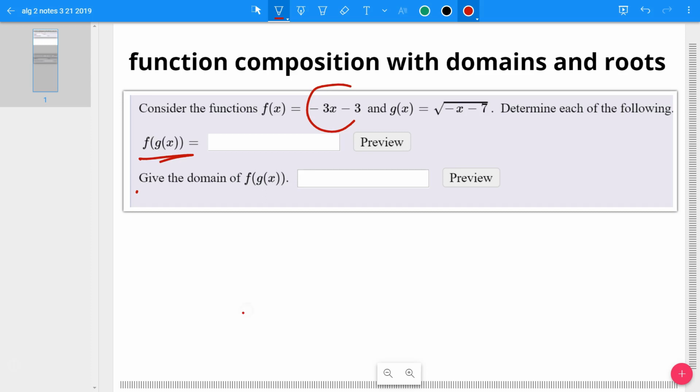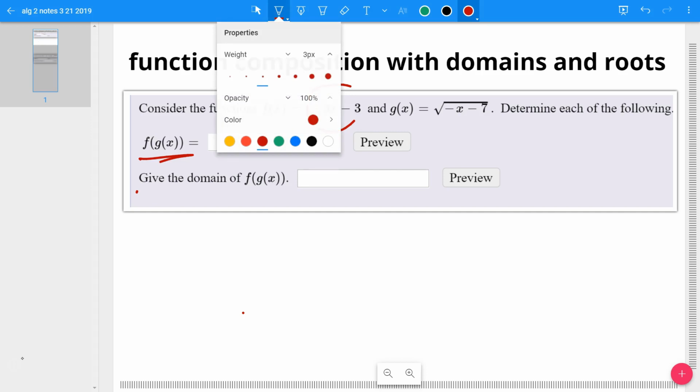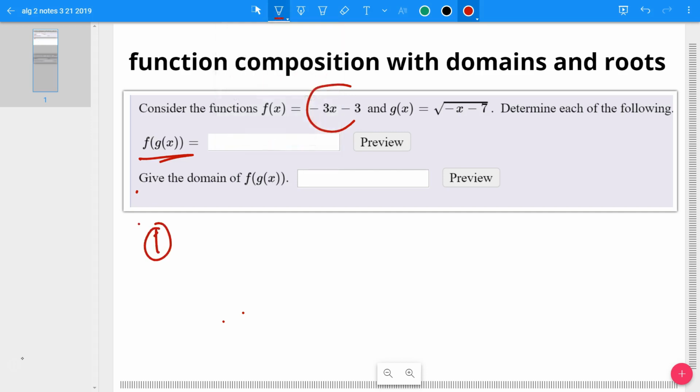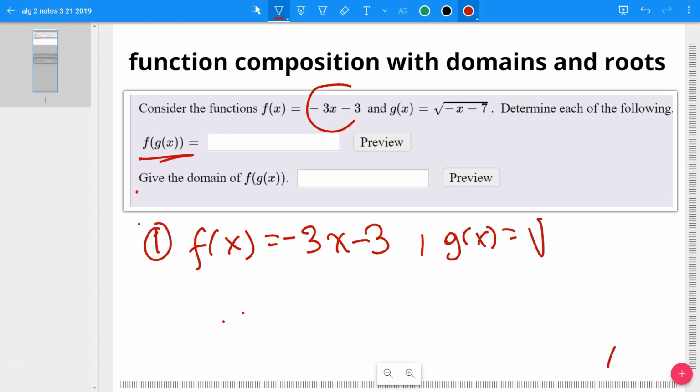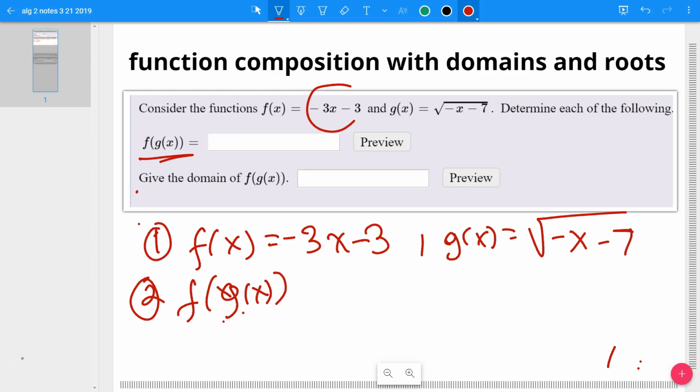Let's go through the process here. To determine f of g of x, what that means is you plug the function g into the function f. Let's be very clear here. I'm going to copy the functions. So this is f of x equals negative 3x minus 3. And then remember, this is g of x equals the square root of negative x minus 7. And these symbols right here that say f of g of x, what that says is plug the function g into the function f.